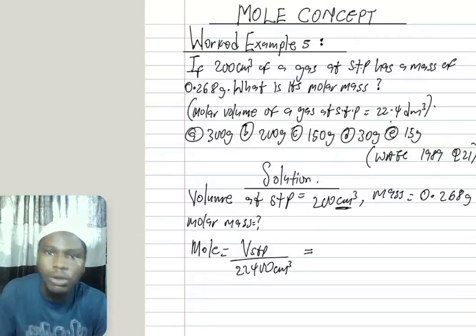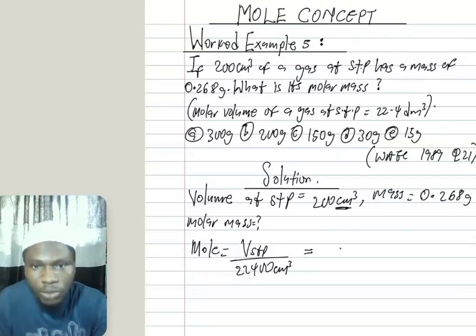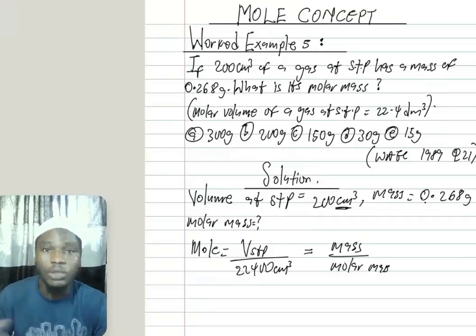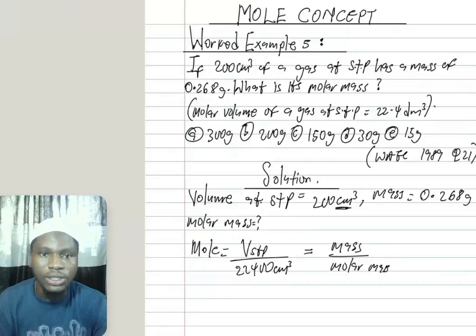Yeah, good. So I'm using this formula because I'm having volume. Also, because I'm having mass, number of mole is also equal to what? Mass over molar mass. You see, what you are given in the question will let you know the type of formula you'll be using. Now, we are equating these two formulas. So what's the volume at STP given? 200.